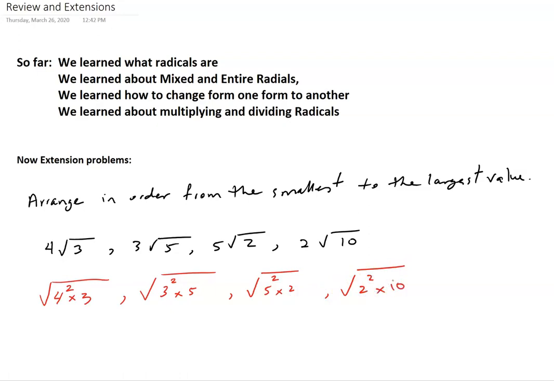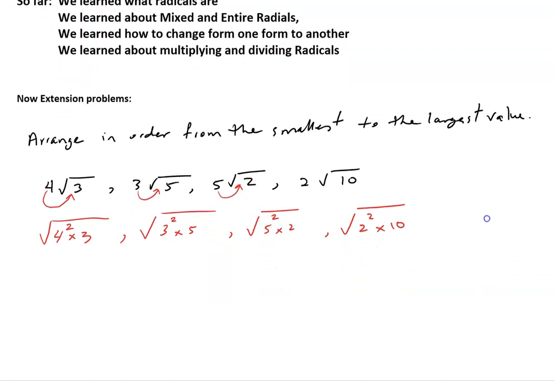And if you recall, to change from mixed radical to entire radical, you bring the number from outside inside, but you have to square it. And that's what is happening. So you bring them inside and you square it. All right, now we just do a quick math.